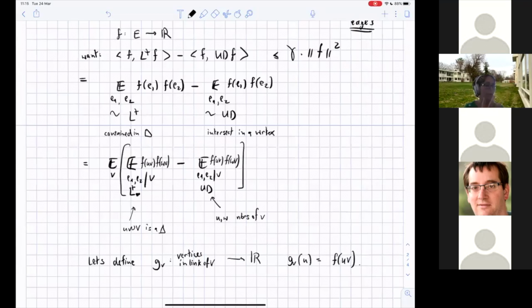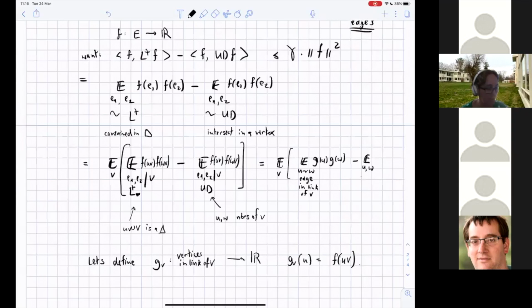Okay, so now we had a function on the edges, but now if we look at the link, we get just a function on the vertices. This function is GV. And now what happens here is that you get the expectation over V of the expectation over U, W, where this is an edge in the link of V, of GU, GW. And on the other side, we have U and W just random elements in the link, and again GU, GW.